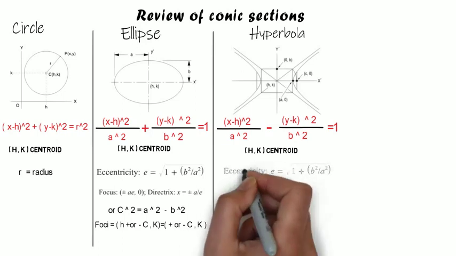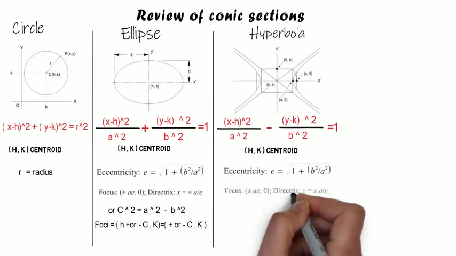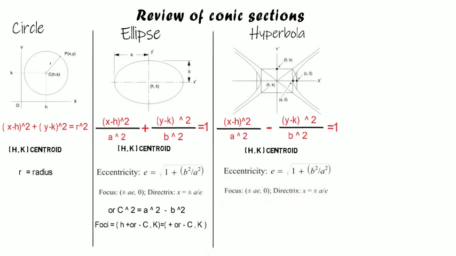You can find the foci with the eccentricity equation or using c squared, but in this case c squared equals a squared plus b squared, because the distance from the centroid of the hyperbola to the focus point is bigger than the distance from the centroid to the vertices.